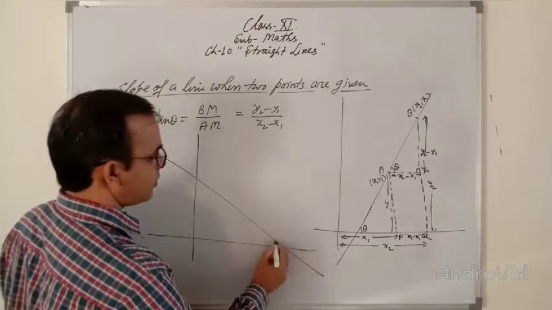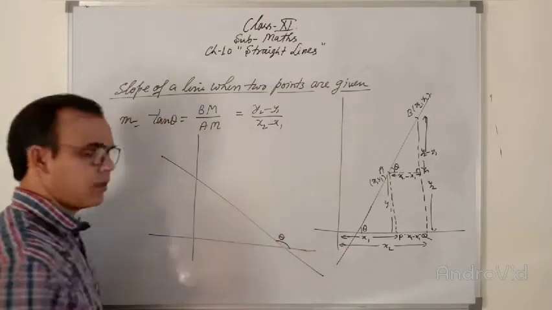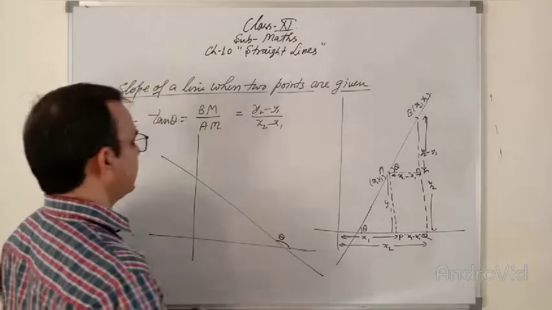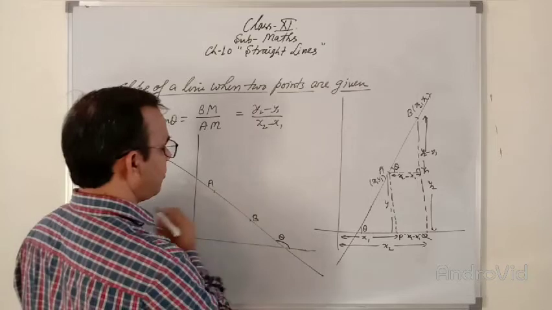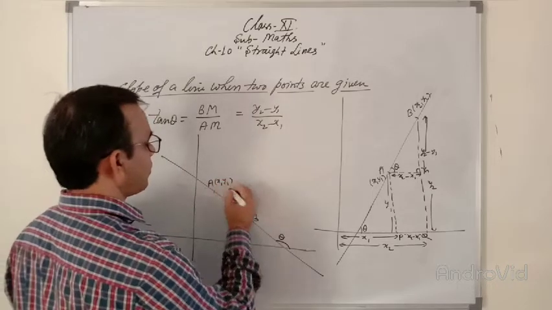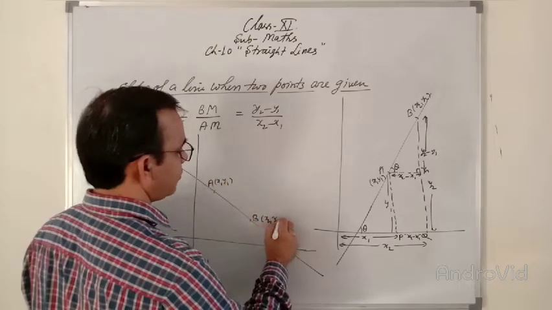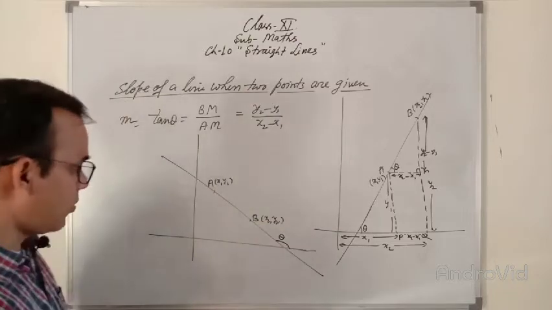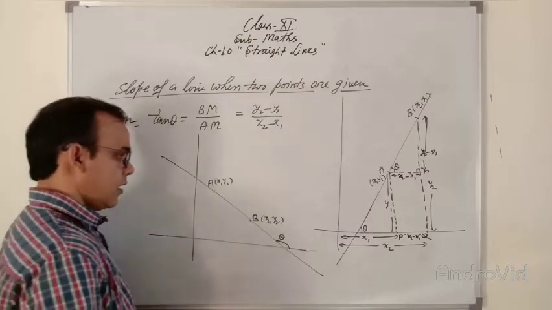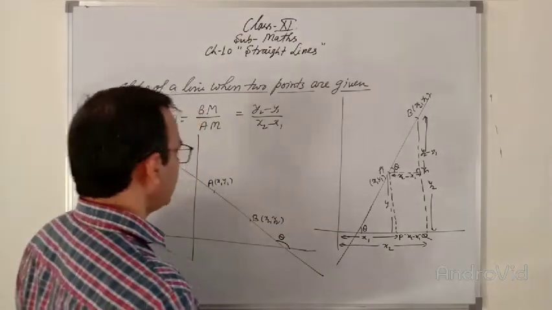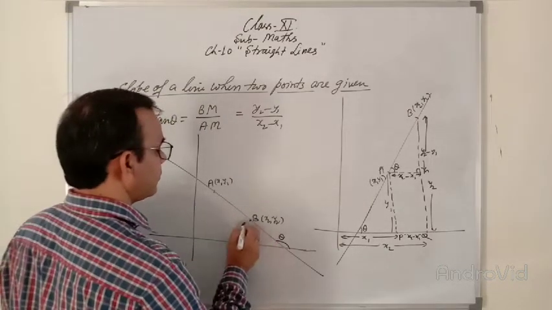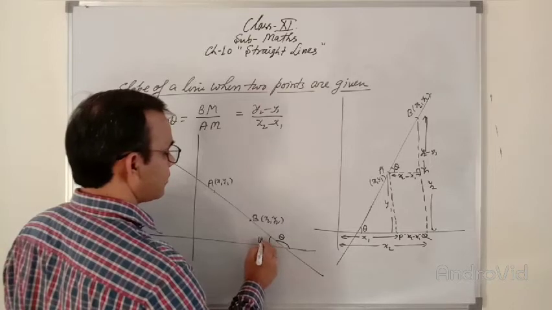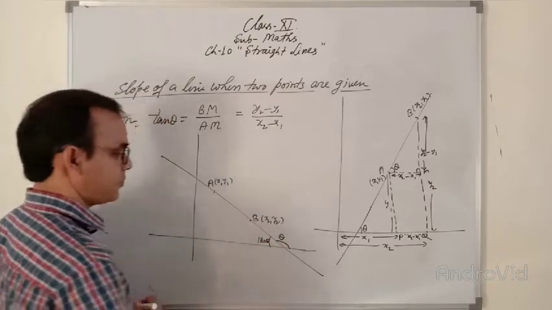Okay, now in this case theta will be this angle. Suppose the 2 points are A and B, having the coordinates x1, y1 and x2, y2. Now in this case we have to find the slope of this line. So the slope of this line will be given by this 180 minus theta.